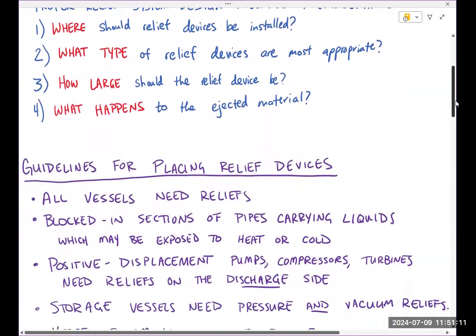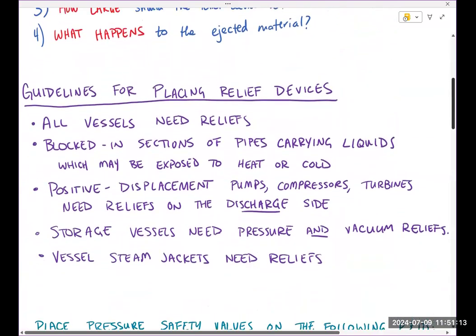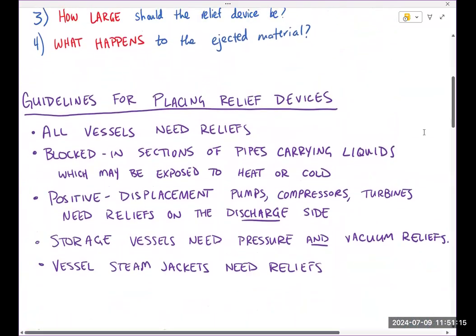Let's start with the first question: where should the reliefs be placed? There are a few guidelines for placing the pressure relief devices. First is that all vessels need a relief. So this includes reactors, heat exchangers, columns, mixing tanks, everything. Blocked in sections of pipes carrying liquids which may be exposed to heat or cold.